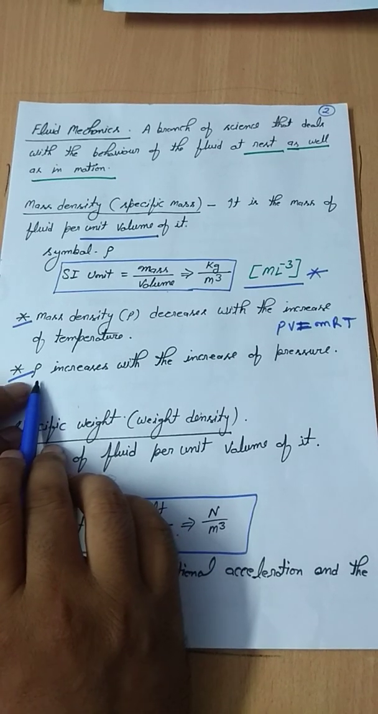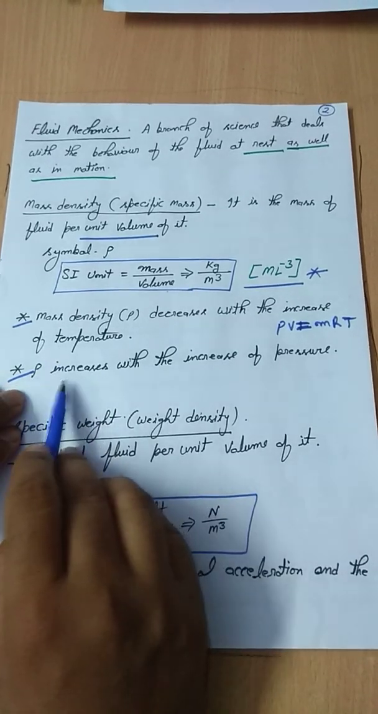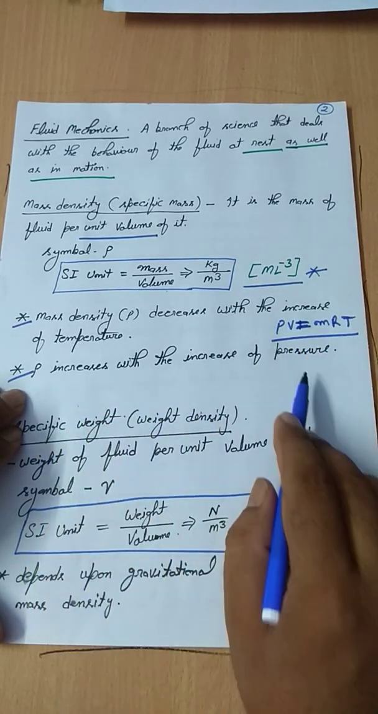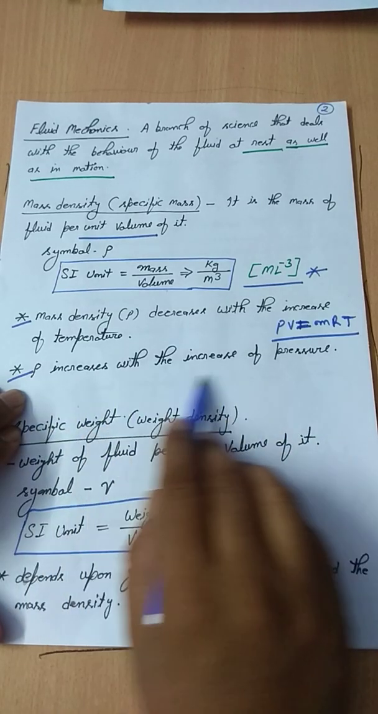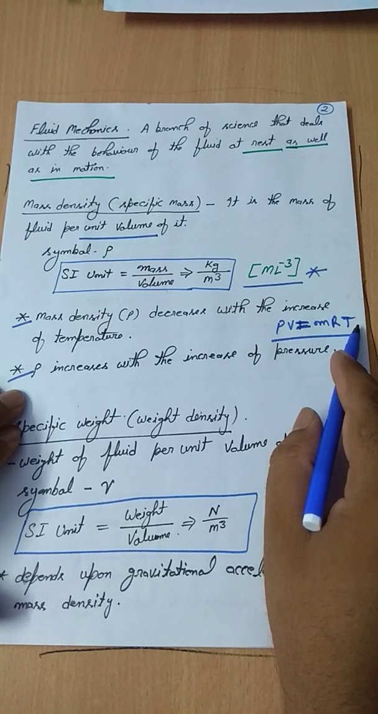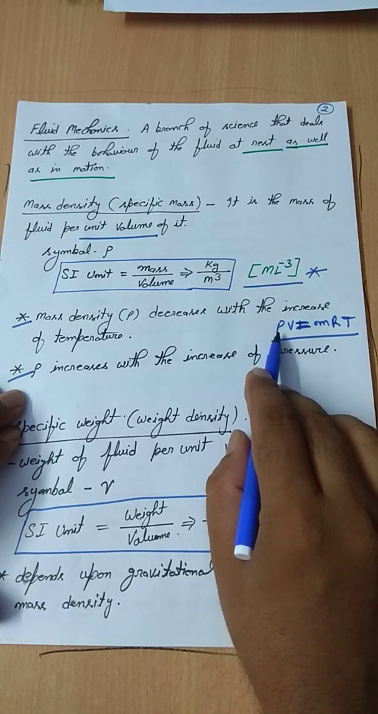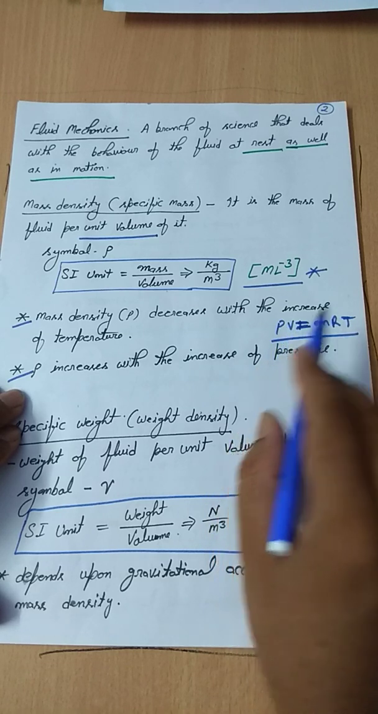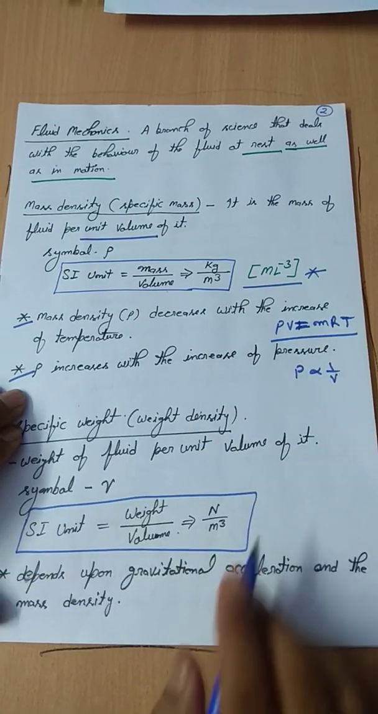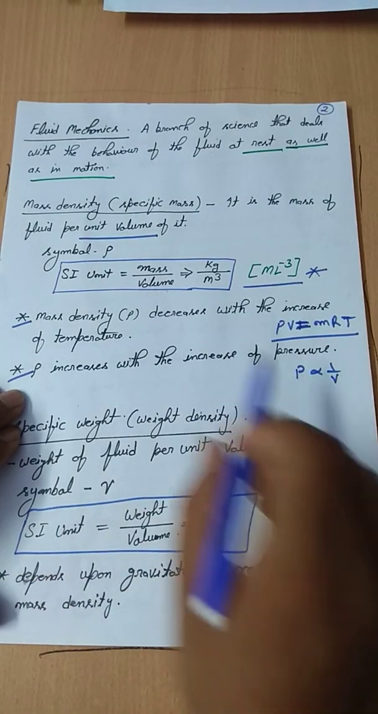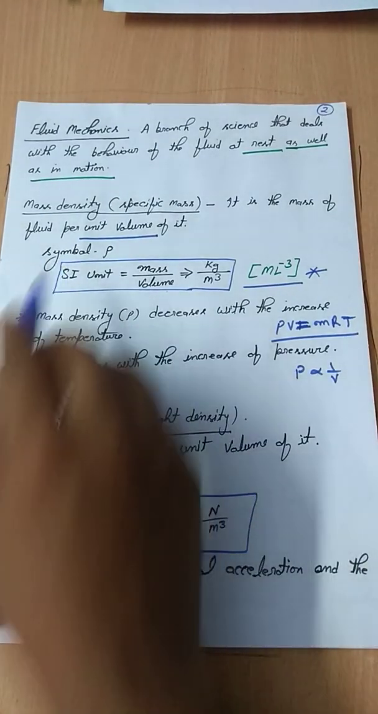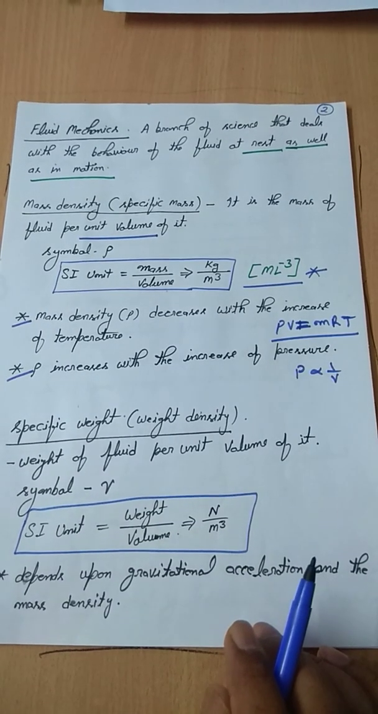Similarly, mass density increases with an increase of pressure. From the same equation we can understand how density increases with pressure. If temperature remains constant, then the product of pressure and volume is constant. It means P is inversely proportional to volume. If we increase the pressure, then volume decreases. If the denominator is decreasing, then the value of the fraction will increase. It means the density of the fluid will increase.